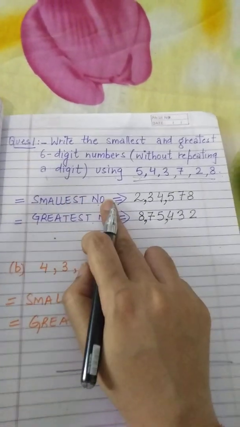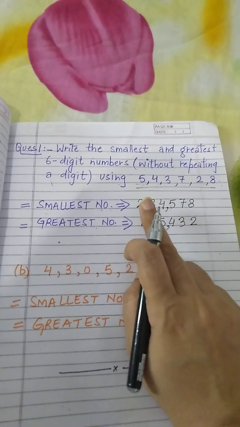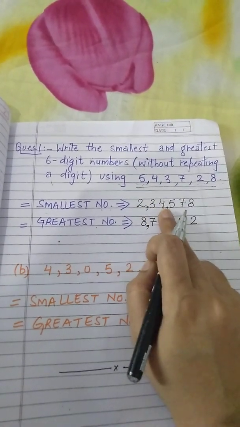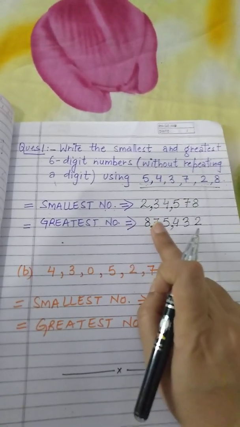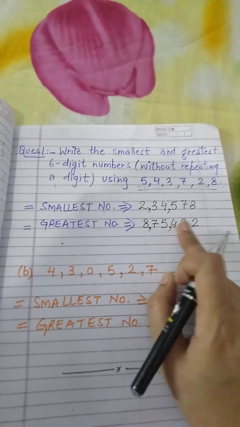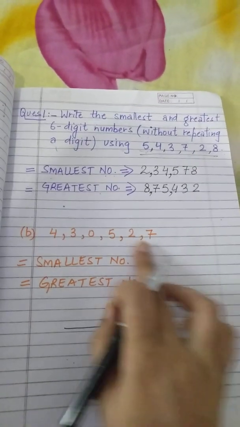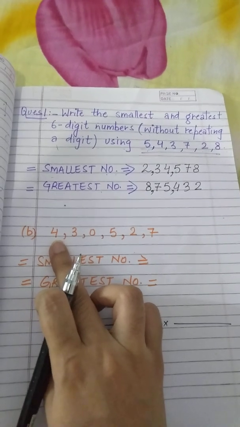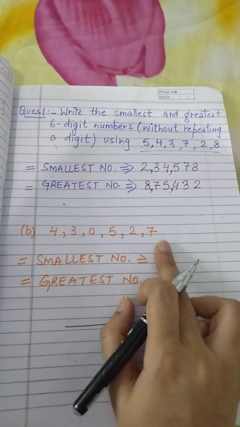So the smallest number which can be formed from these digits is 2,34,578, and the greatest number is 8,75,432. Now the second part is, the digits given here are 4, 3, 0, 5, 2 and 7.